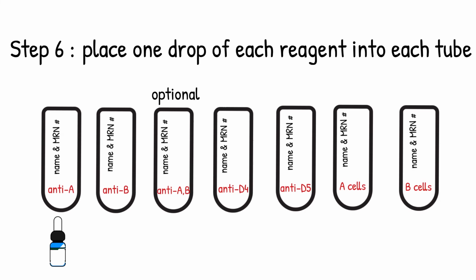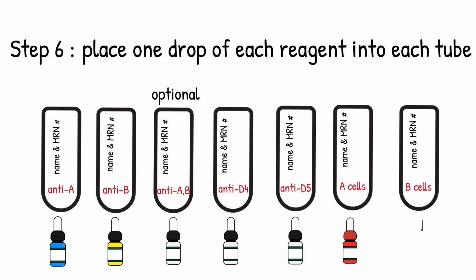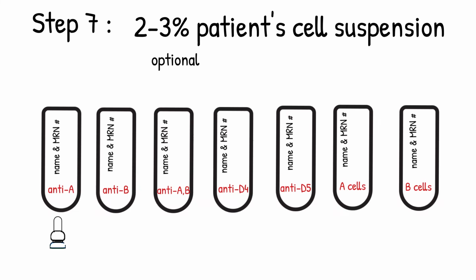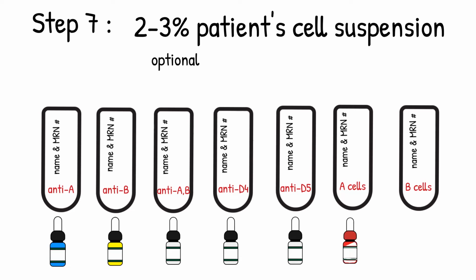Step 6. Place 1 drop of reagents into a clear, properly labeled tube from step 9 and 10. Step 7. Make a cell suspension of about 2 to 3% of patient red blood cells and put 1 drop of 2 to 3% patient red blood cell suspension into tubes labeled anti-A, anti-B, and anti-A,B if you choose to do so. It's optional in routine testing, but plays an important role in neonate testing.